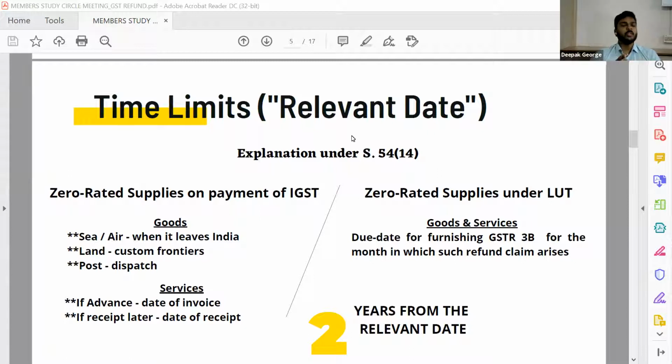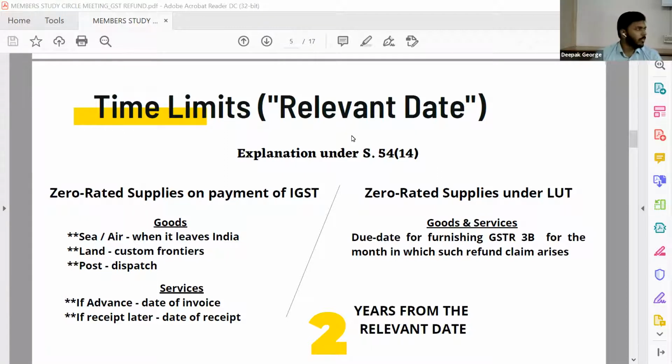Section 54, subsection 2 says that you must file an application for refund, be it for any category, within 2 years from the relevant date. The explanation to subsection 14 talks about what exactly the relevant date is. So the relevant date is explained for each category of refunds, and specifically in our discussion today, we will restrict the understanding of relevant date to zero rated supplies.